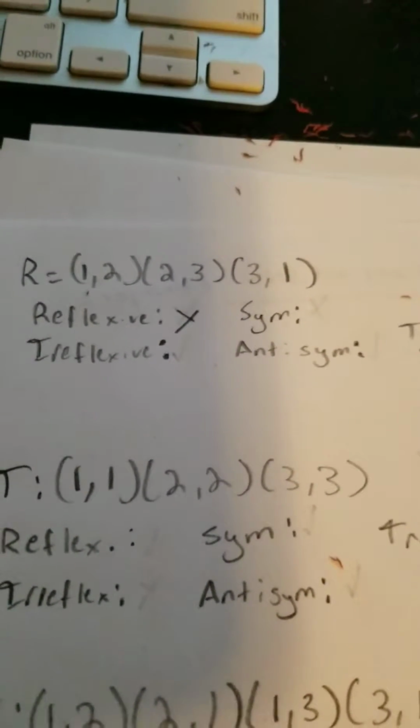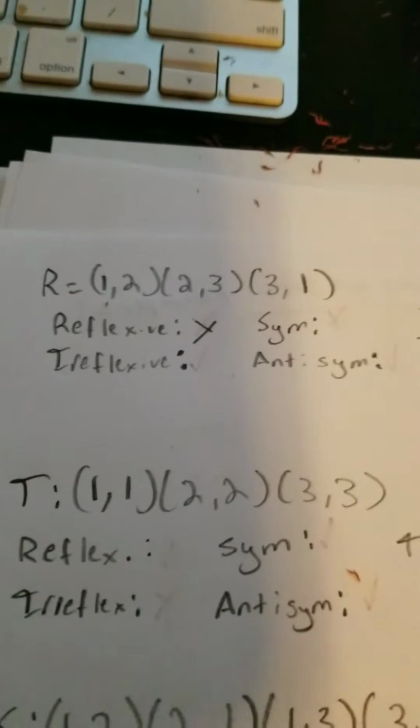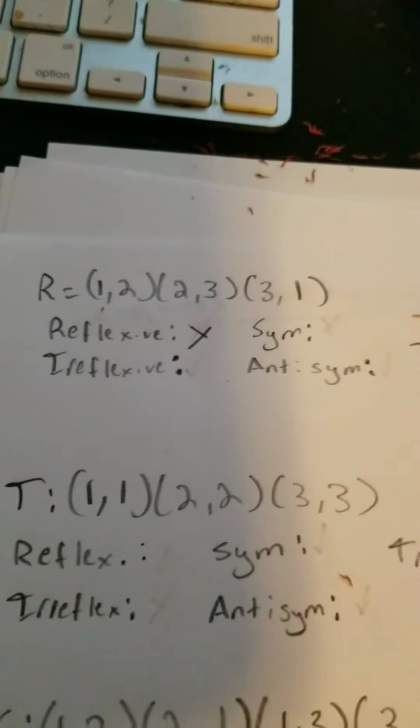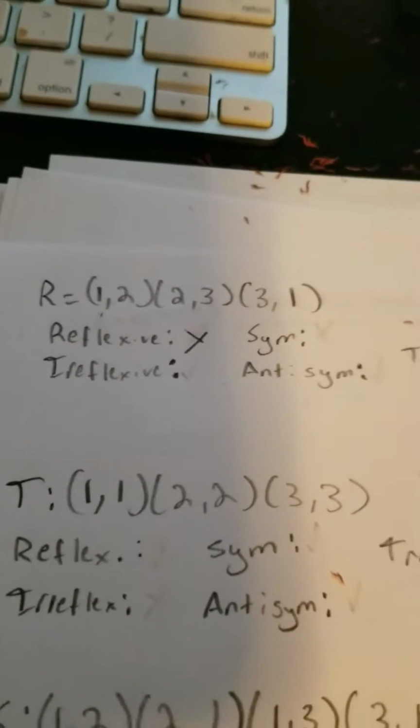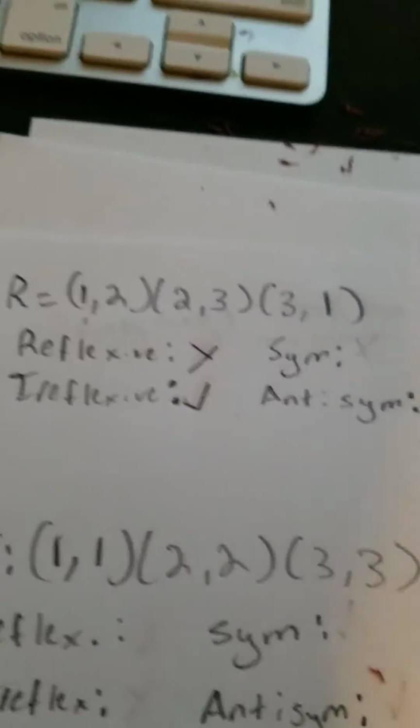But the question we had to ask ourselves for irreflexivity was, are we missing every element we would need in order where x would equal x? So are we missing 1 comma 1, are we missing 2 comma 2, and are we missing 3 comma 3? Yes, we are, so this is irreflexive.